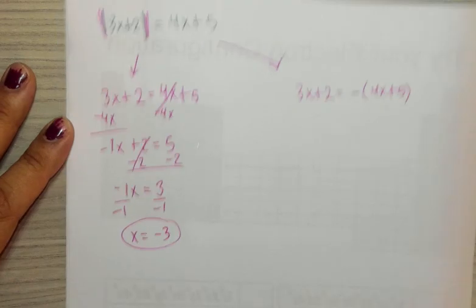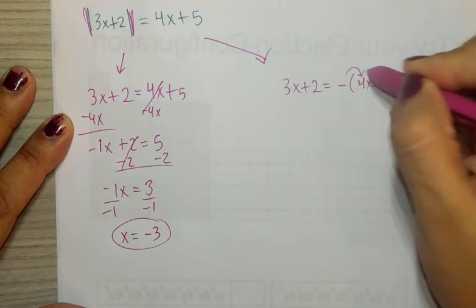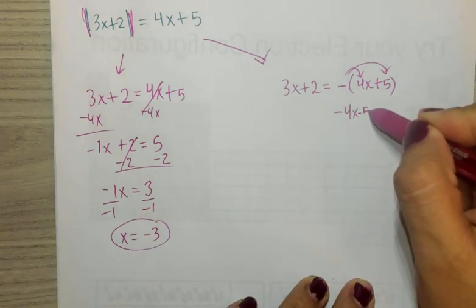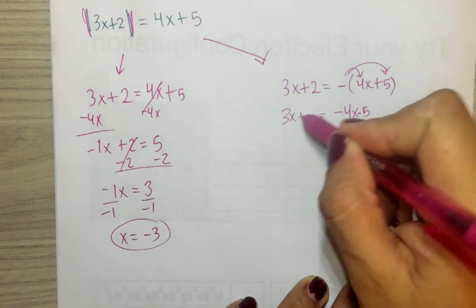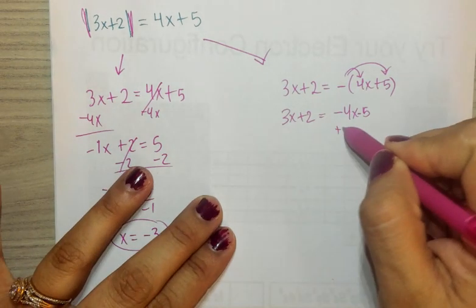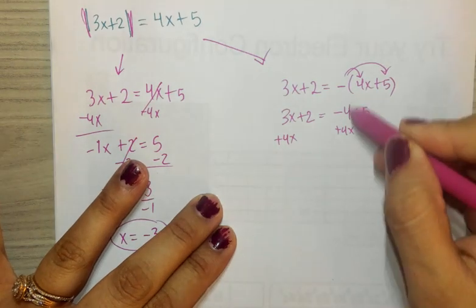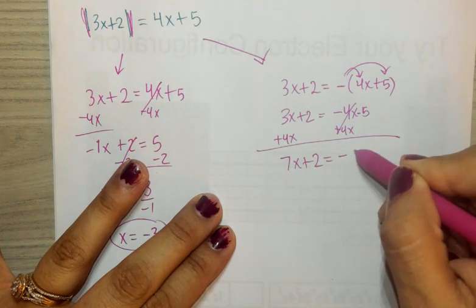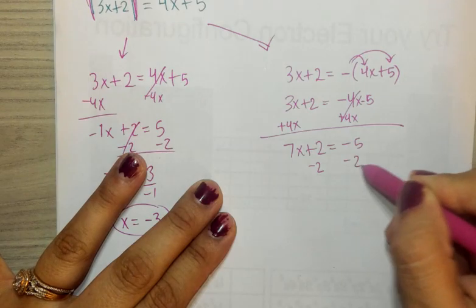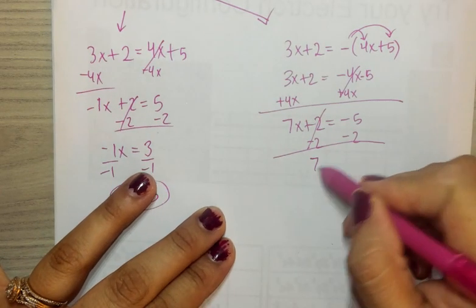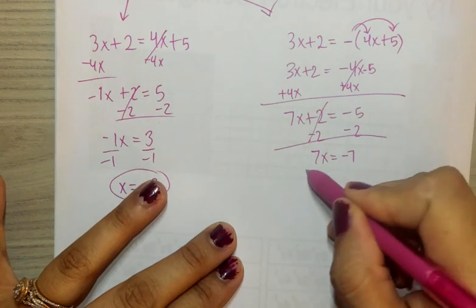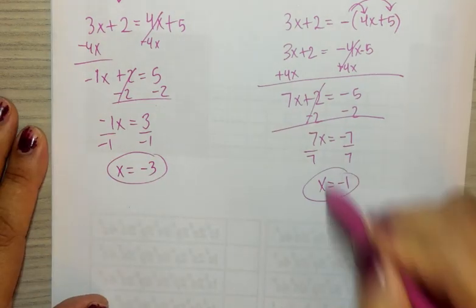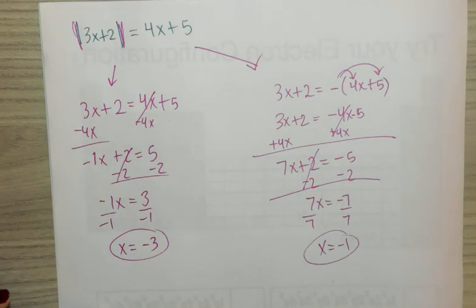And then we're going to solve this one. So on this one, you've got to distribute that negative inside. So negative 4x minus 5. And then same thing, we're going to move the x to the other side. So in this case, it'll be plus 4x to cancel. And then you end up with 7x plus 2 equals negative 5. And then move the 2 to the other side by subtracting. And 7x equals negative 7. So then divide by positive 7. And x equals negative 1. So we end up with these two answers as a solution for this equation.